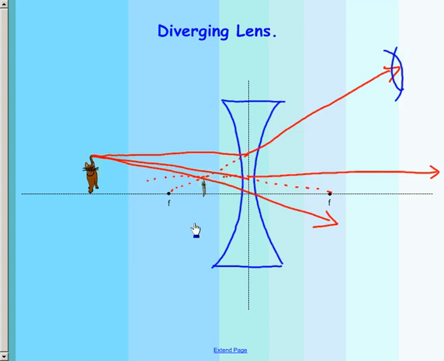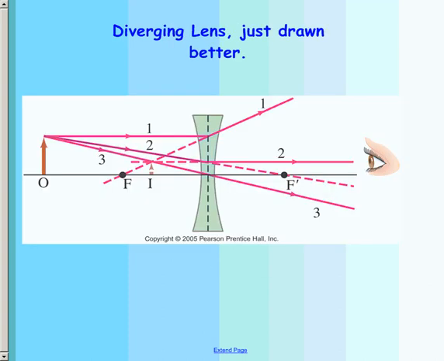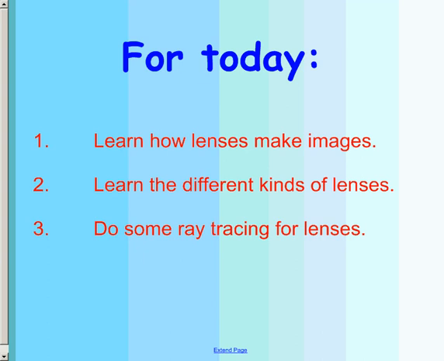So let's look at this a little more clearly. Here is a better drawing of what you just saw, okay? With lines a little straighter. I just wanted to walk you through that. So is something like what your drawing should look like. Okay? Alrighty. Here's our 3 things. How did you do? Learn how lenses make images. They bend the light. Learn 2 different kinds of lenses, converging and diverging, and we practiced a little ray tracing.